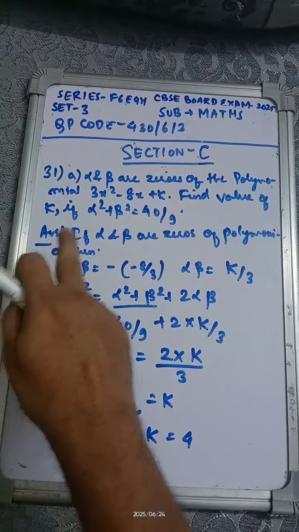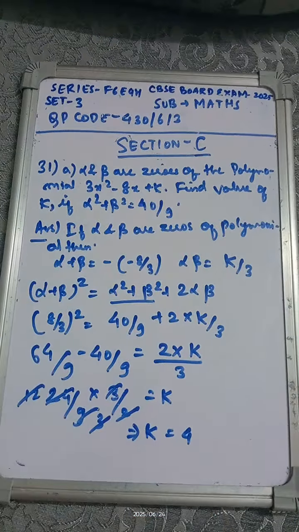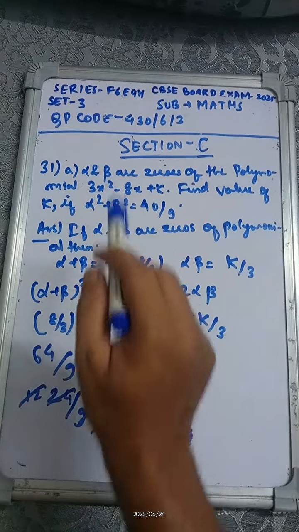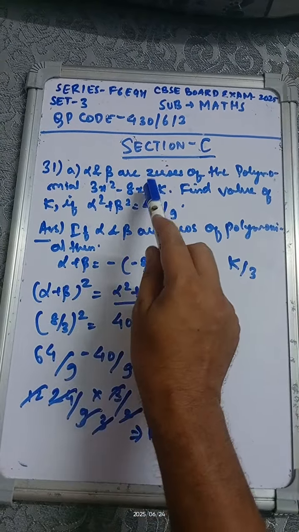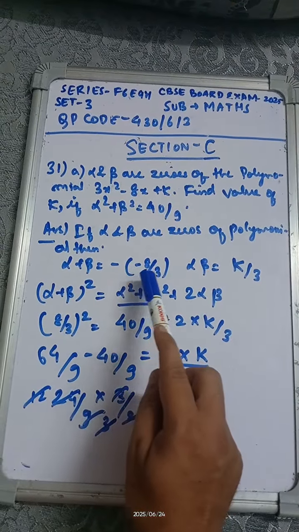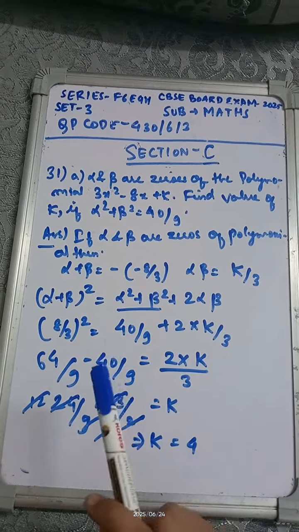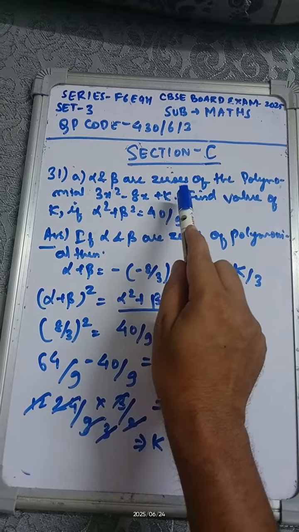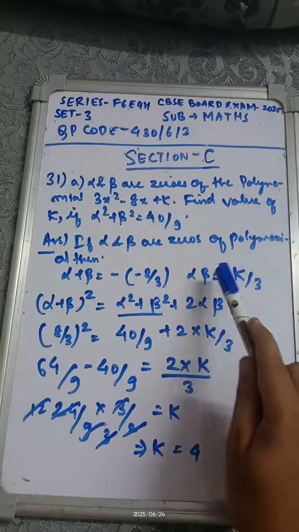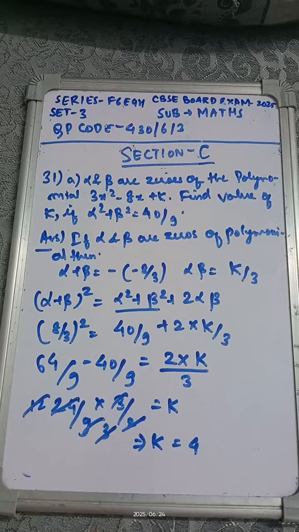Like, if alpha and beta are the zeros of the polynomial, this is a quadratic equation. So sum of the roots of equation is equals to minus b by a, where b is the coefficient of x and a is the coefficient of x square. So minus of minus 8 by 3. Product of the roots of quadratic equation is equals to c by a. C is the term with no x or x to the power 0, and a is the coefficient of x square. So alpha into beta is equals to k by 3. This is the idea which we are getting from a quadratic equation.